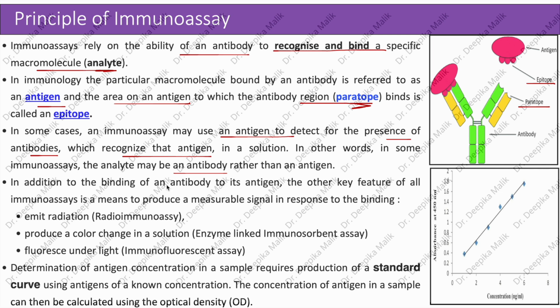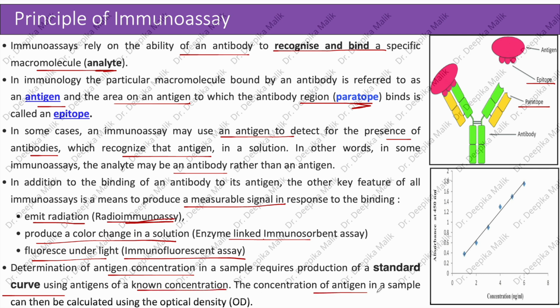In addition to the binding of an antibody to its antigen, the other key feature of all immunoassays is the means to produce a measurable signal in response to the binding. They can emit radiation, the technique for this is known as radioimmunoassay, or produce a color change in a solution, technique known as ELISA, or fluoresce under light, technique known as immunofluorescent assay. Determination of antigen concentration in a sample requires production of a standard curve using antigens of a known concentration. The concentration of antigen in a sample can then be calculated using the optical density, as you can see in the graph placed towards the right side.